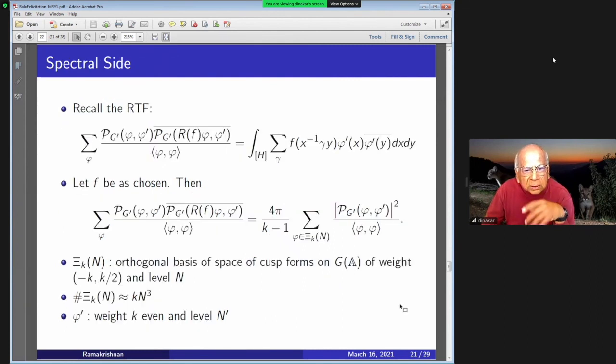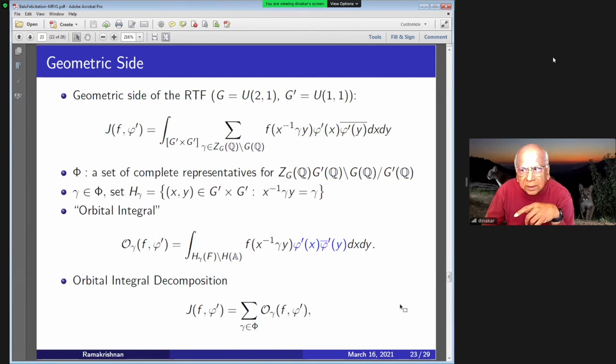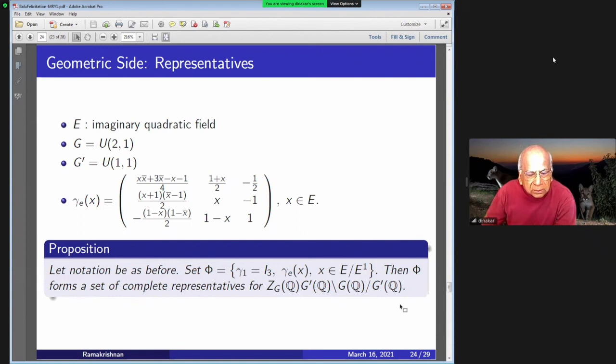And the key point, I'll come to the key point. Maybe I'll skip a little bit because I'm running out of time. On the geometric side, when you have this sum over the various types of terms, you get some orbital integral type decompositions. In this case, U(2,1), if you look at the double cosets G relative to G prime, sometimes I write H, sometimes G prime, it's the same thing, the double cosets are either the identity coset or this gamma_E(X). These are elliptic elements, where X is in the imaginary quadratic field modulo elements of norm 1. They form a complete set of representatives for this double coset space.